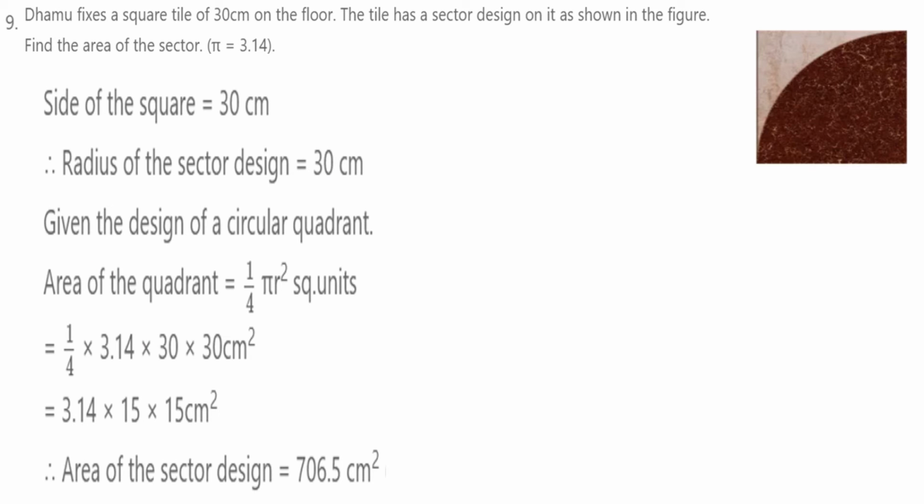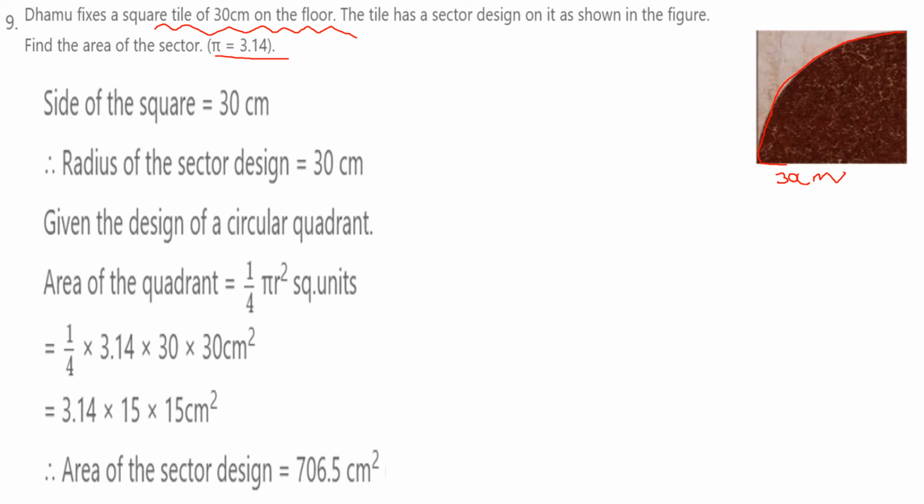Next question. Damu fixes a square tile of 30 centimeter on the floor. So here that square tile is 30 centimeter. The tile has a sector design. This is the sector design here, shown in the figure. Find the area of the sector. So pi equal to 3.14.